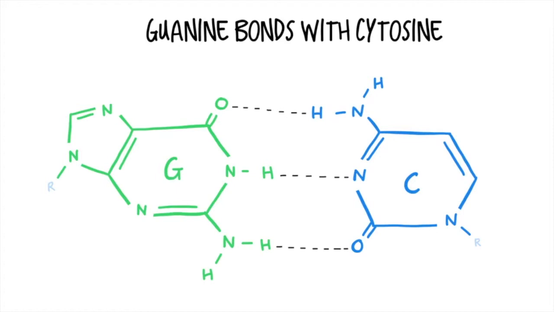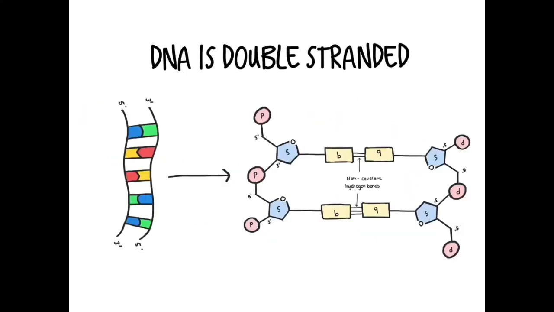The oxygen from guanine is the proton acceptor, and it accepts the proton from cytosine for the first bond. The second one, guanine supplies the proton for the hydrogen bond to the nitrogen, which is the acceptor. And the last bond, guanine supplies the third hydrogen to the oxygen in cytosine to accept that proton to form the third hydrogen bond.